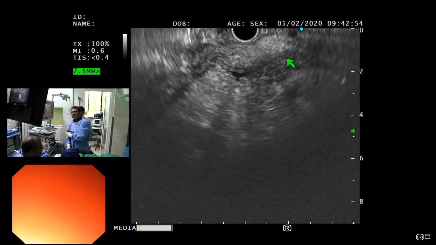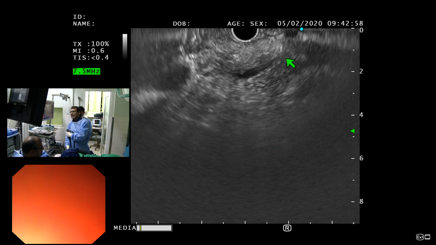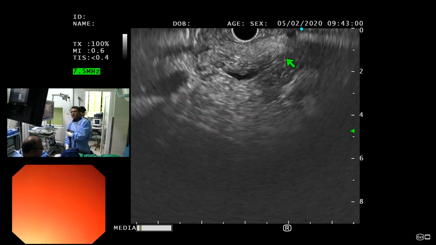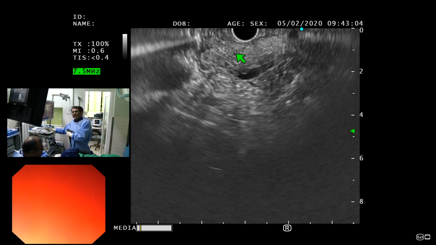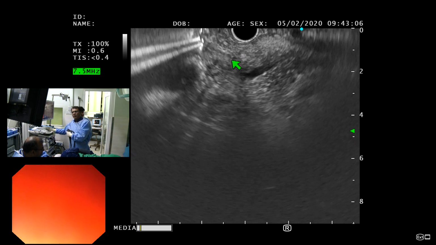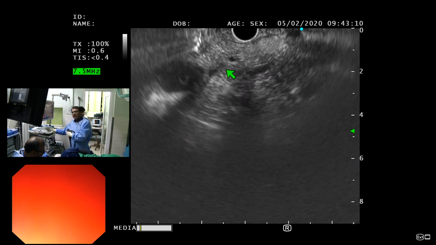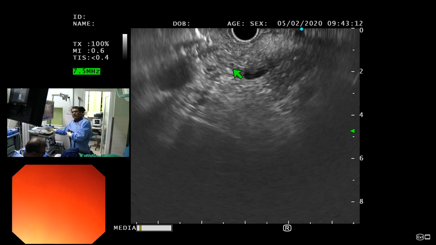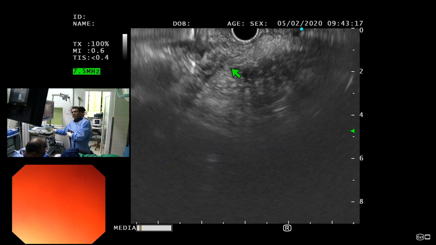Keep pulling the scope back. The scope big wheel wants to go a little bit away from me. I let it go because both ducts are going towards the ampulla very nicely. You see that, right here. And this is the duodenal wall. You see the duodenal wall? And the bile duct goes all the way to the duodenal wall, to the ampulla, and the pancreatic duct all the way to the wall right there. That's black muscularis propria. Okay.